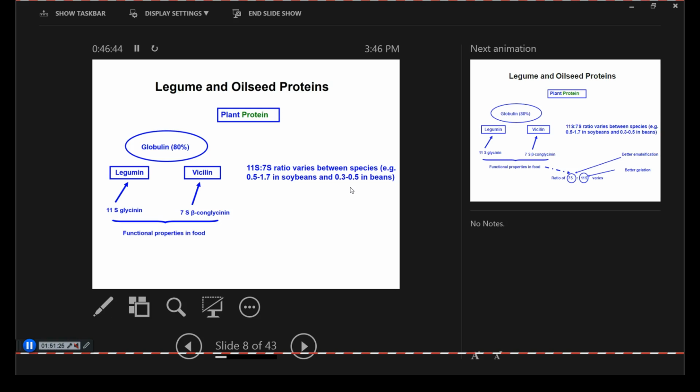What does this imply? It impacts the functionality of these proteins. For example, in peas, you have a lower ratio of 11S to 7S than you have in soy. What does that imply? We will learn that 11S is better for gelation and vicilin 7S is better for emulsification. So soybean protein has better gelation properties than pea protein, given that we have a higher legumin to vicilin ratio.